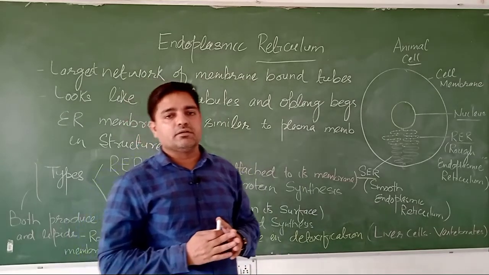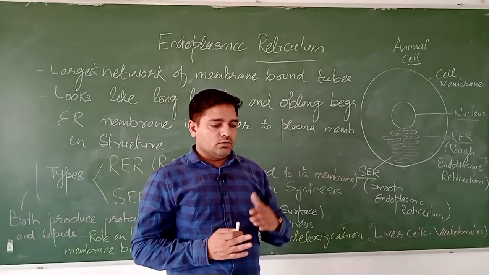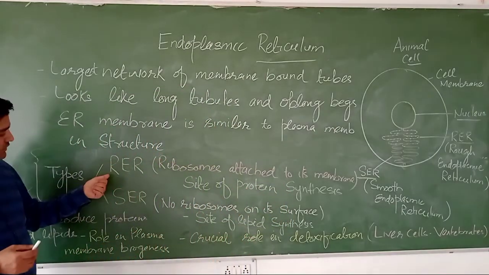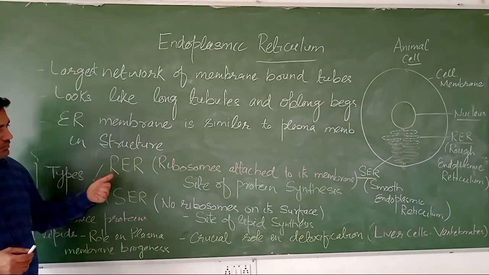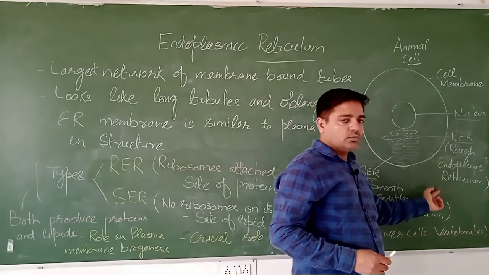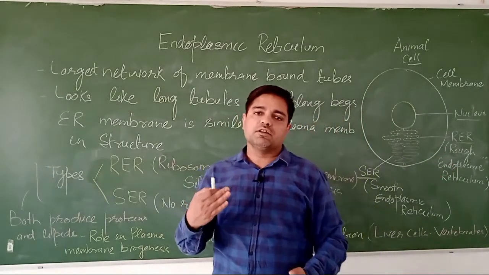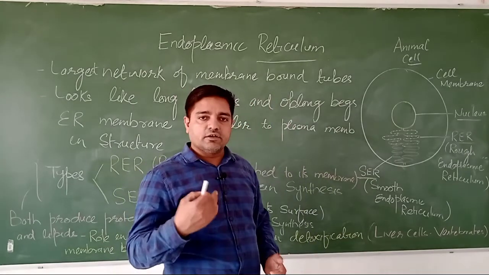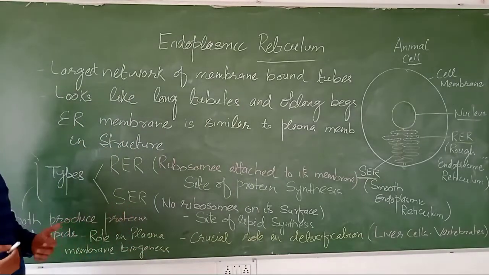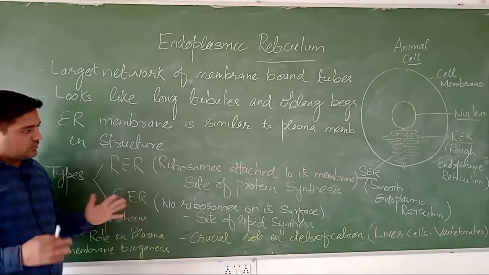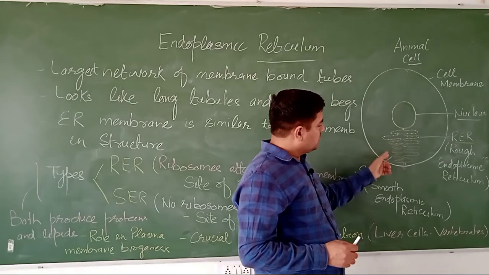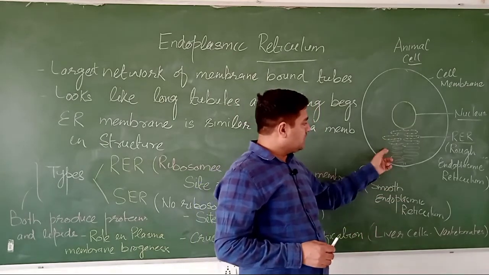Actually, endoplasmic reticulum is of two types. One is RER, the rough endoplasmic reticulum. R for rough, E for endoplasmic, R for reticulum. So RER. And the second is SER, which means the smooth endoplasmic reticulum. Clear? So in this structure, I have mentioned both the ER in the same place.